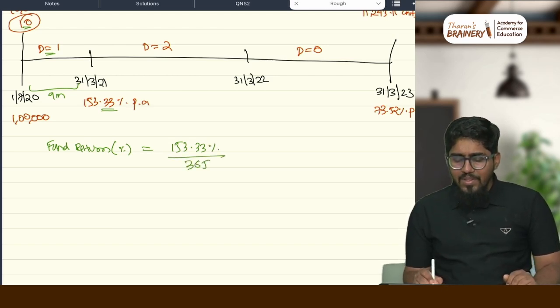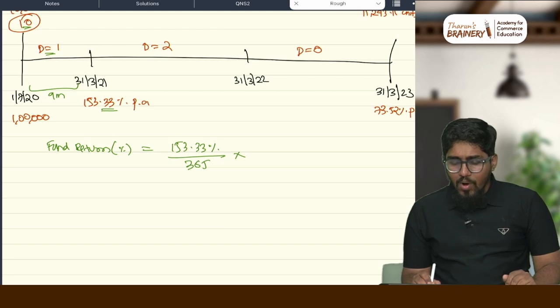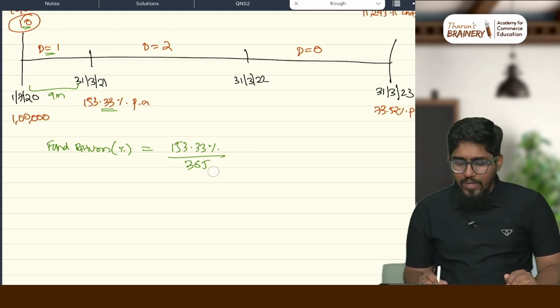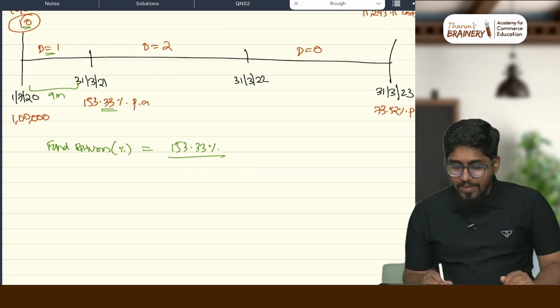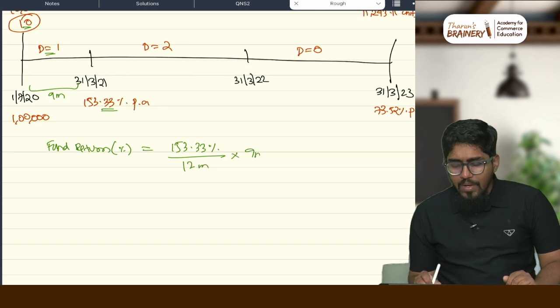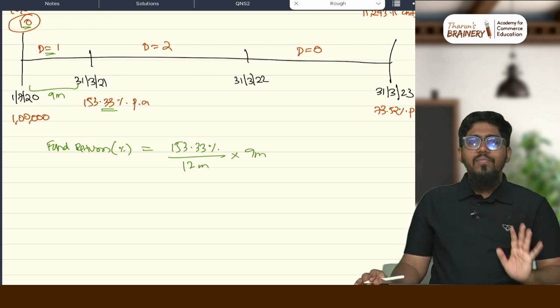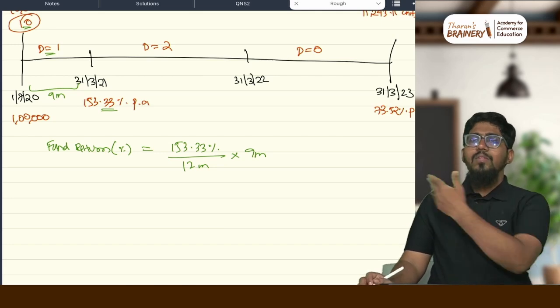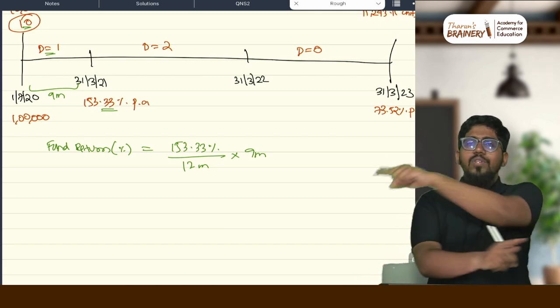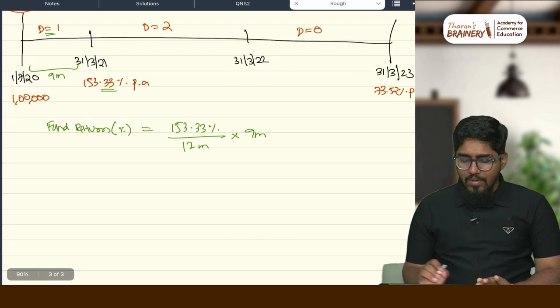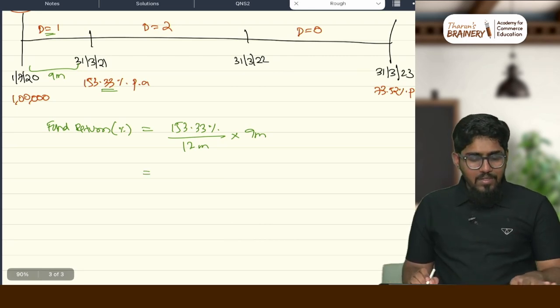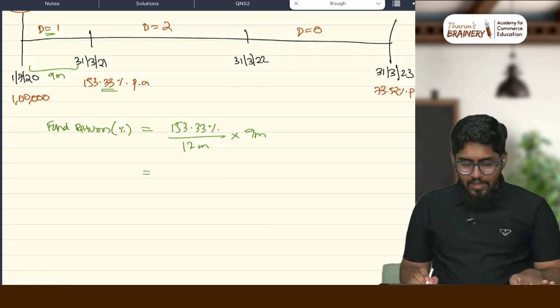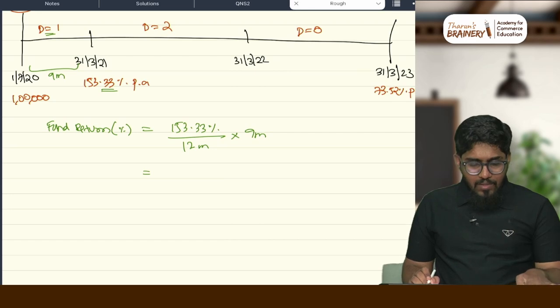If this is for 365 days, let me do divided by 12 months into 9 months. It is nothing but the annualized return formula. Annualized return is equal to fund return divided by period of months into 12 months or 365 days. You just swap it and you will get the fund return. So what is my fund return? 153.33 divided by 12 into 9.